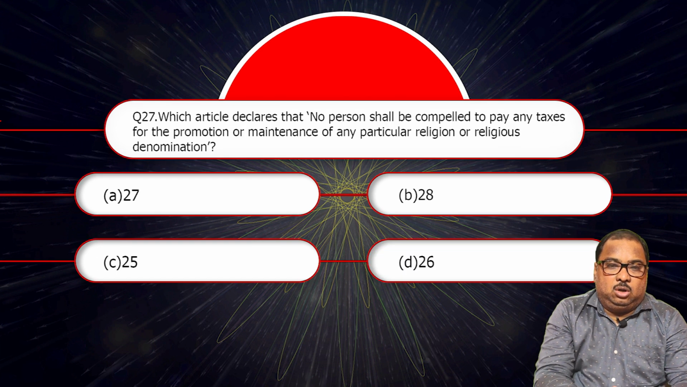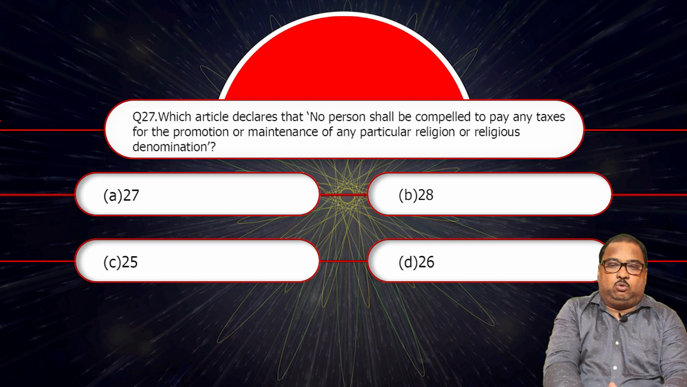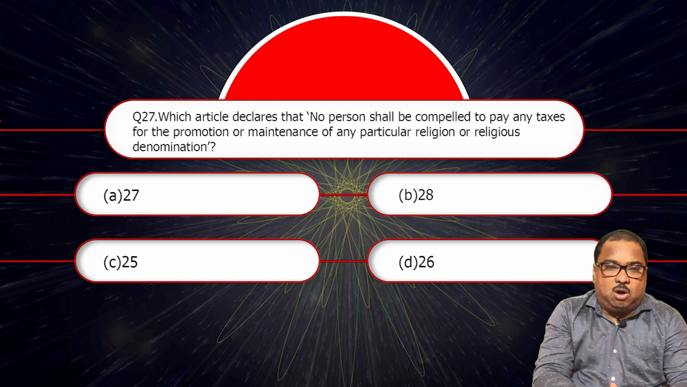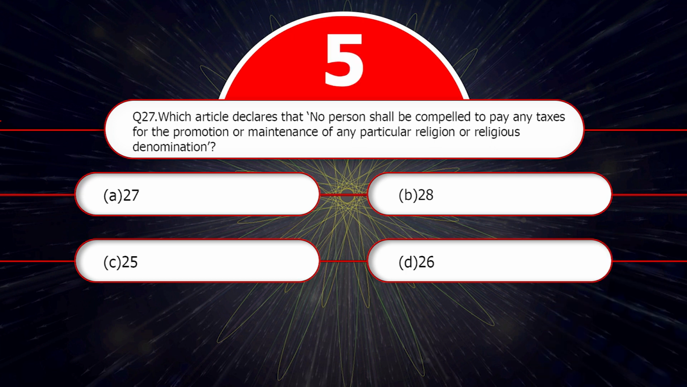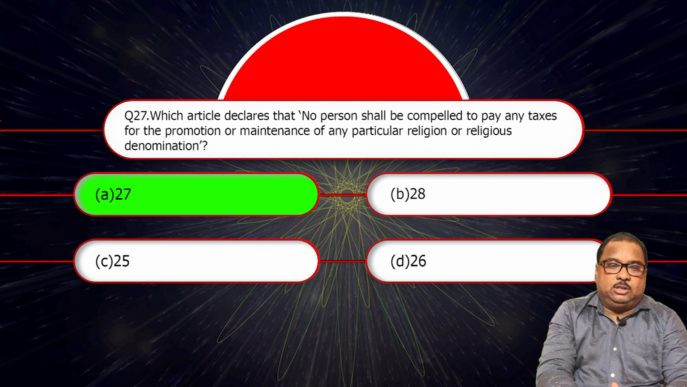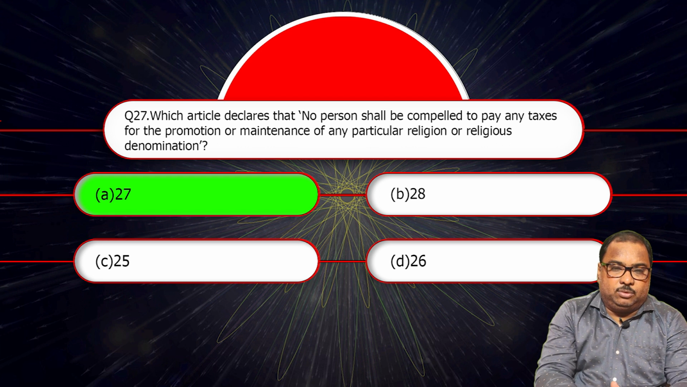Next question. Which article declares that no person shall be compelled to pay any taxes for the promotion or maintenance of any particular religion or religious denomination? Options are option A 27, option B 28, option C 25, option D 26, and your time starts now. Correct answer is option A 27.